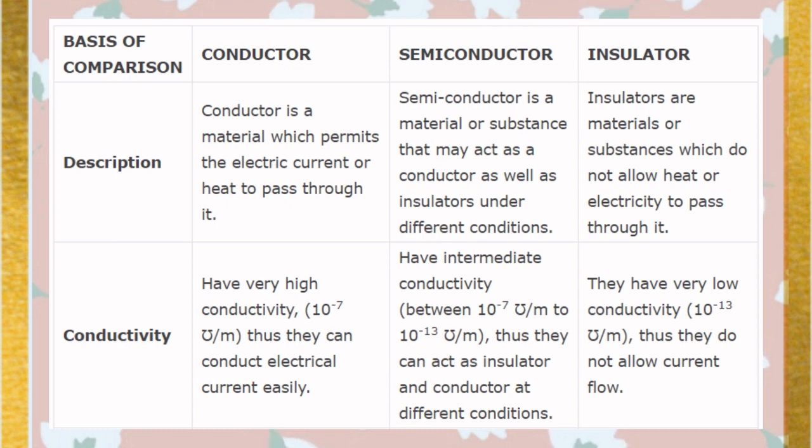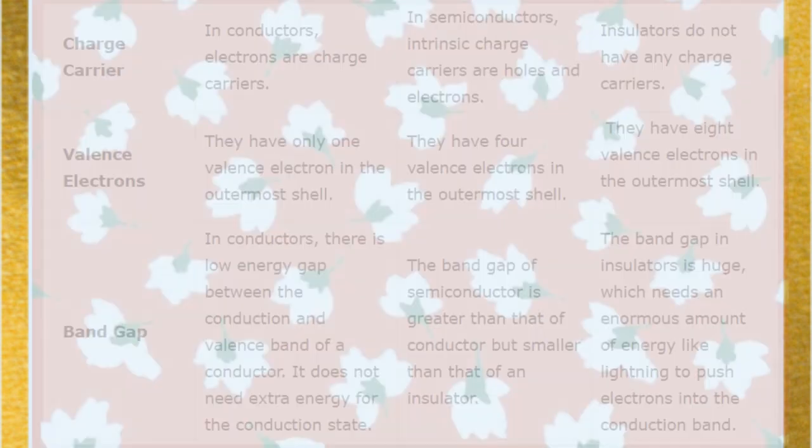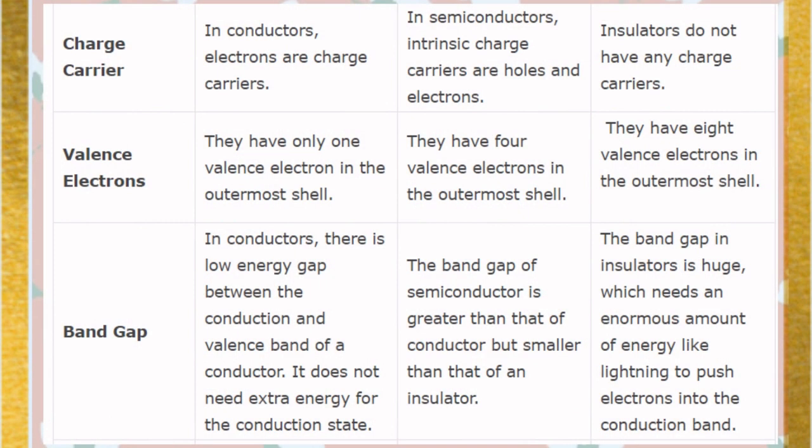Conductivity. Conductors have very high conductivity, thus they can conduct electrical current easily. Semiconductors have intermediate conductivity, thus they can act as an insulator and conductor under different conditions. Insulators have very low conductivity, thus they do not allow current flow. Charge carrier. In conductors, electrons are charge carriers. In semiconductors, intrinsic charge carriers are holes and electrons. Insulators do not have any charge carriers.